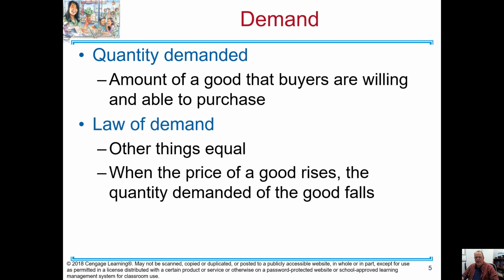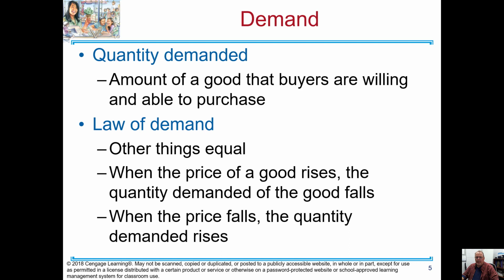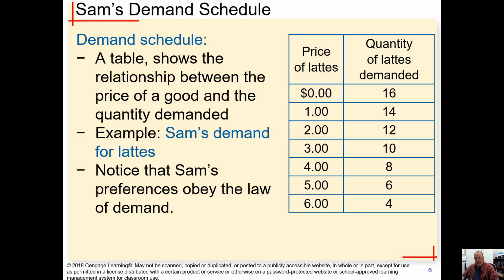Now the demand is a downward sloping curve, and that makes sense because the lower the price, the more we as consumers are willing to buy. And if the price goes up, based on the law of demand, we're not willing to buy as many products. Here they show a demand schedule for Sam and lattes. Based on the price of lattes, Sam is going to tell us how many lattes he would consume. If the price was 0, Sam would consume 16 lattes, whereas if the price was 3, he would consume 10, and at 6 he would consume 4.